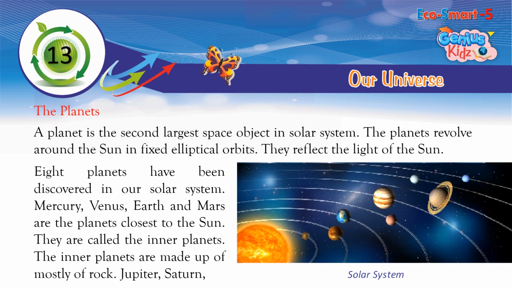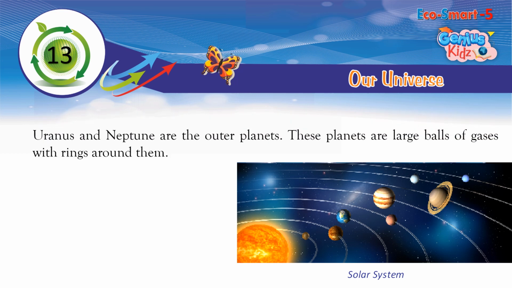The planets. A planet is the second largest space object in the solar system. The planets revolve around the Sun in fixed elliptical orbits. They reflect the light of the Sun. 8 planets have been discovered in our solar system. Mercury, Venus, Earth and Mars are the planets closest to the Sun. They are called the inner planets. The inner planets are made up mostly of rock. Jupiter, Saturn, Uranus and Neptune are the outer planets. These planets are large balls of gases with rings around them.